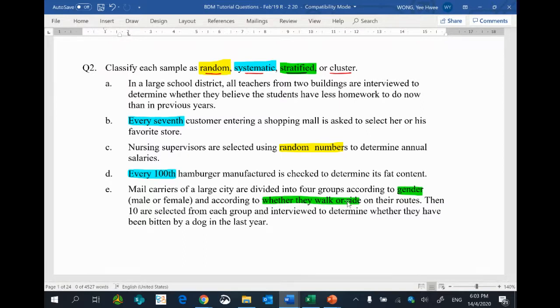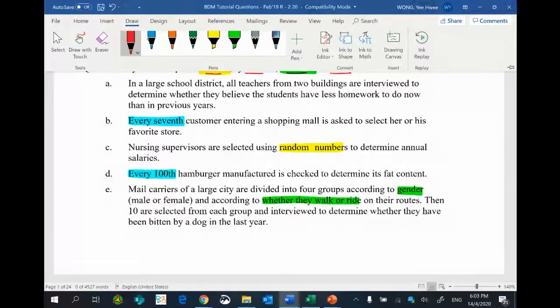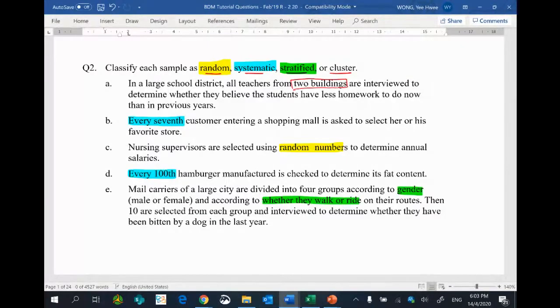Okay, so definitely the A will be the cluster. But are you convinced? It says the large school district, all teachers from 2 buildings. Okay, a keyword is here. 2 buildings are interviewed to determine whether they believe the students have less homework to do now than in the previous years. So the keyword is 2 buildings. So you only look at location. So that is called cluster sampling.